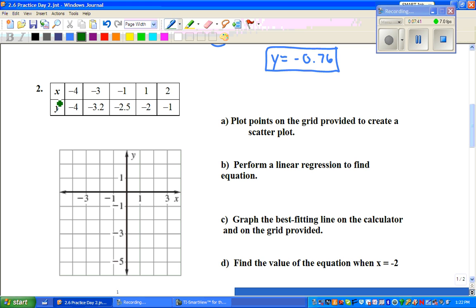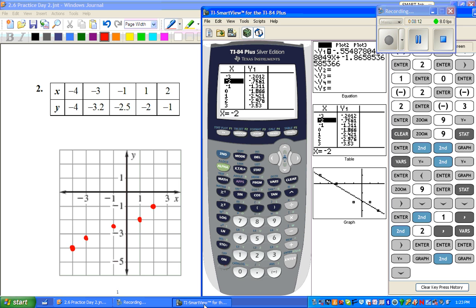All right, so I got all my points here, and I need to graph them again like I did in the last one. So negative 4, negative 4. All right, negative 3, negative 3.2. Negative 1, negative 2.5. All right, 1 comma negative 2. And you got 2 comma negative 1. Just looking at it, it pretty much looks like we have a positive correlation here. A positive correlation of 1. Let's go to the calculator.